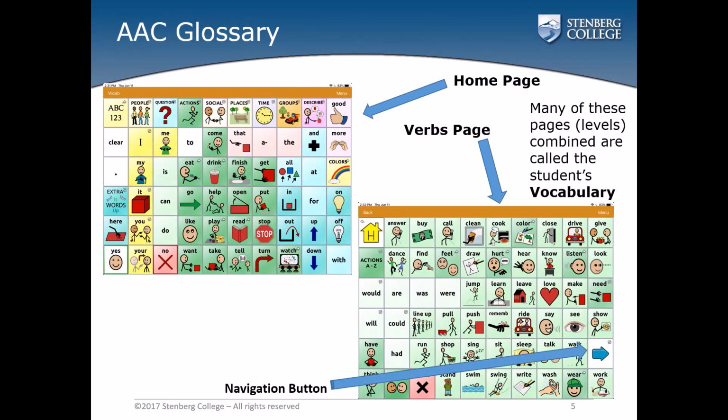Many of these pages combined are called the student's vocabulary. All of the small squares on each page are called the buttons. On most pages, in the top left corner, you will see a yellow house. That is the home button, which will navigate you back to the home page.